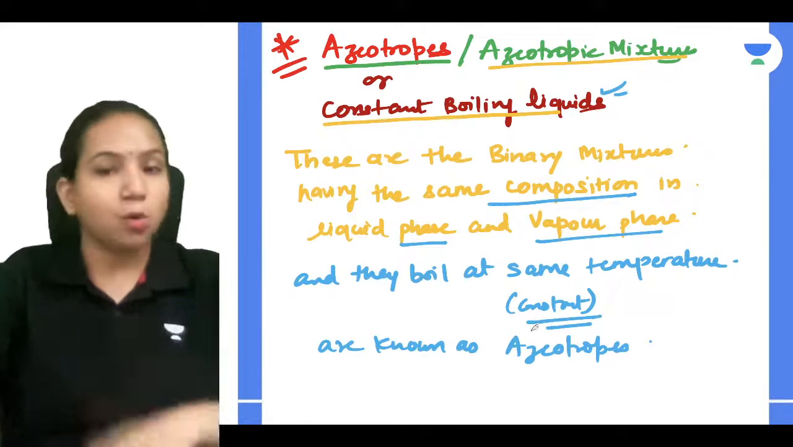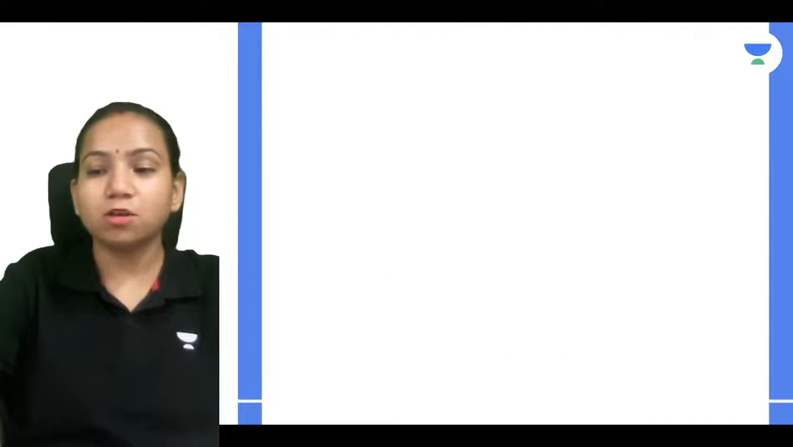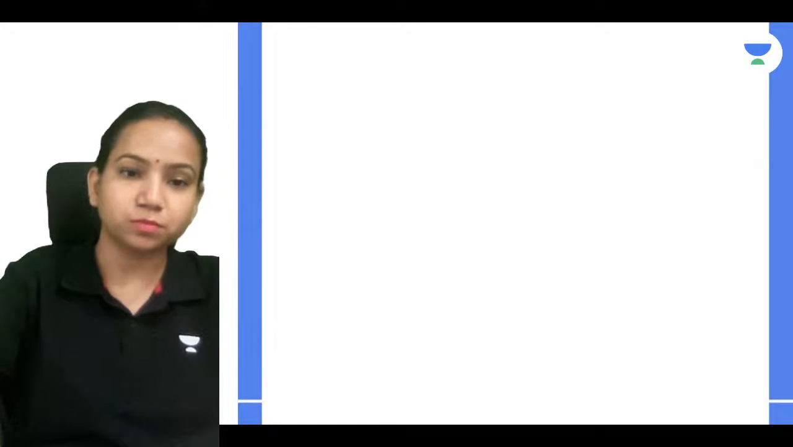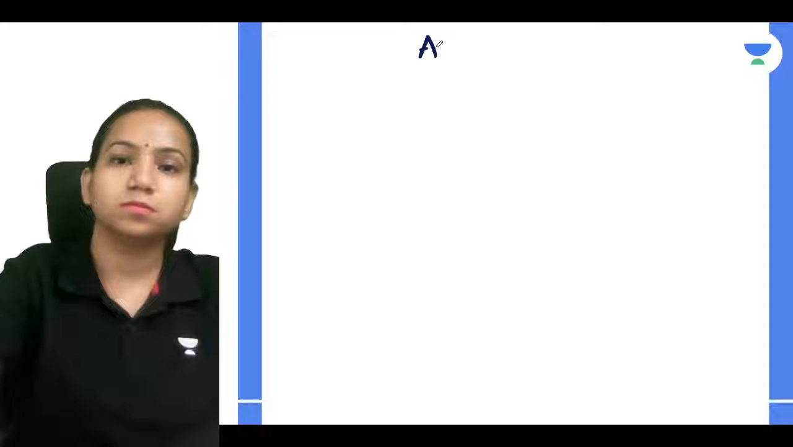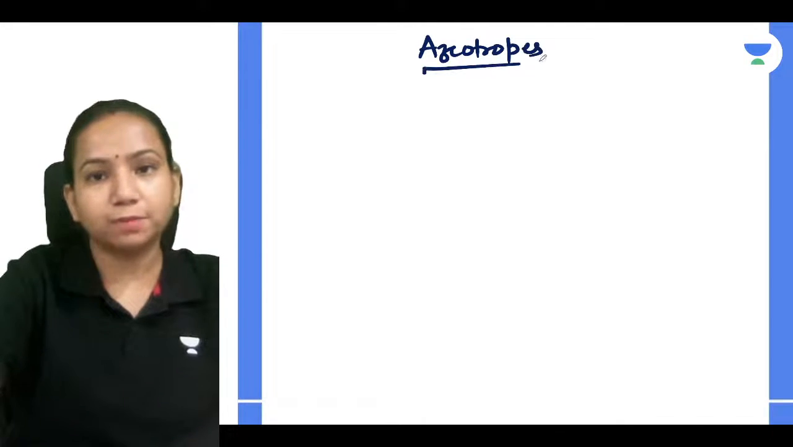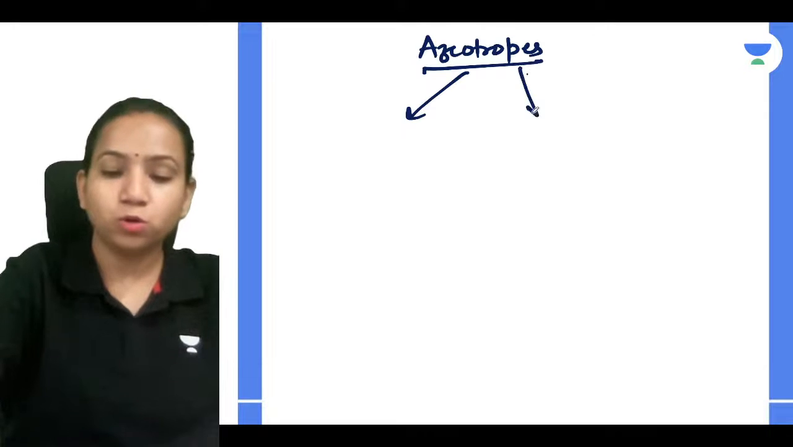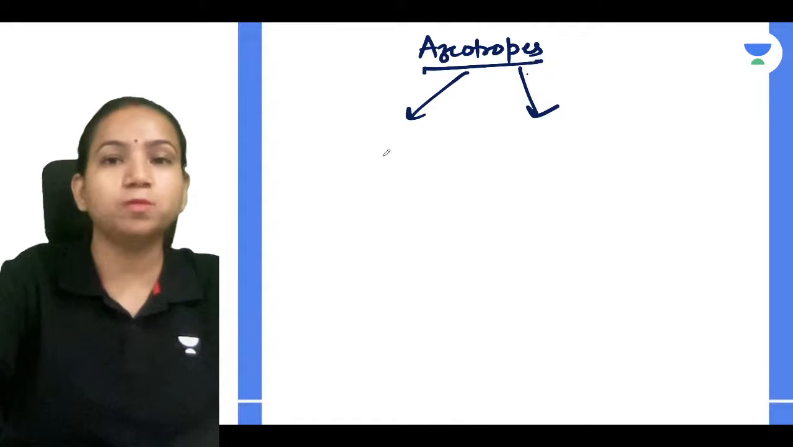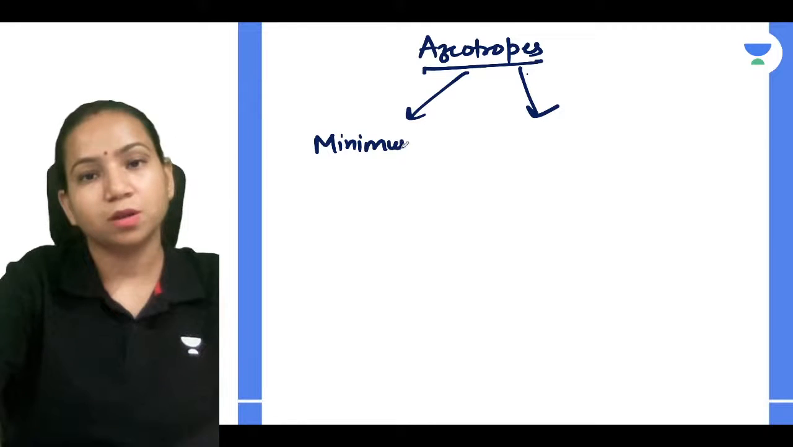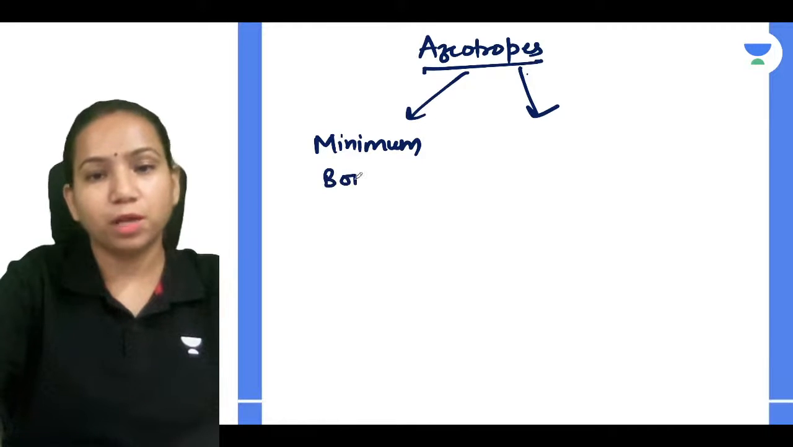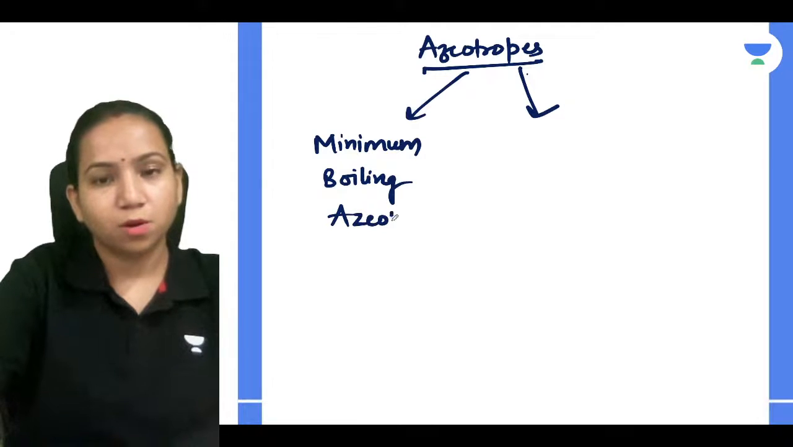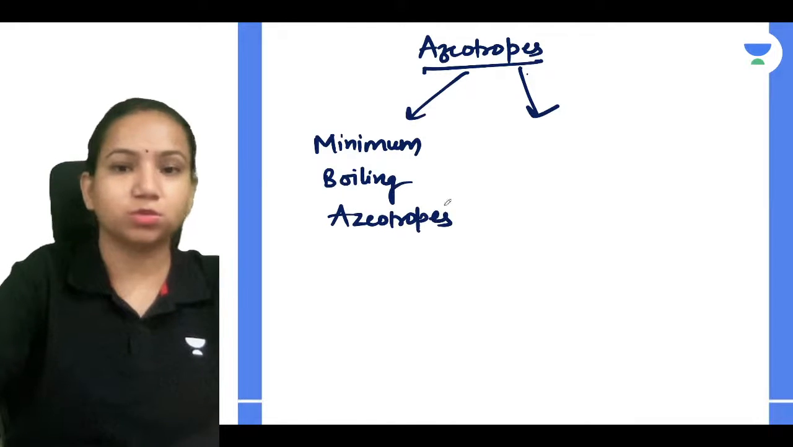Very simple. Now you have to know that azeotropes are also of two types. You can call them minimum boiling azeotropes, or you can call them maximum boiling azeotropes.